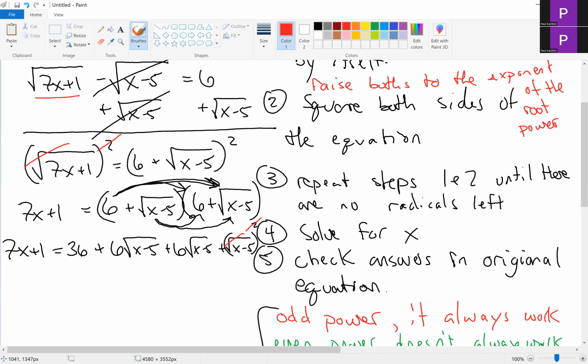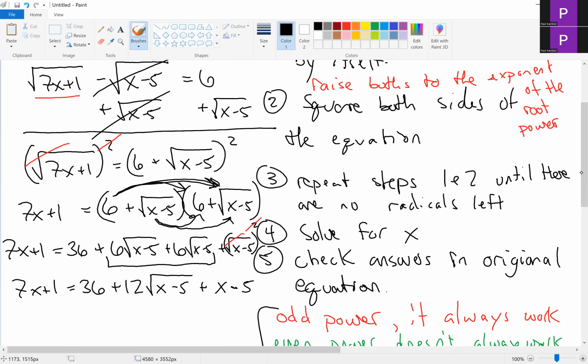Now, over here, because it's the square root of x minus 5 squared, the square and the square root will cancel each other. But we have to combine like terms. Those terms in the middle do not cancel each other. Let's write it out first. It's going to be 7x plus 1 equals 36 plus 12 square root of x minus 5 plus x minus 5. That's it right there. So we still have a square root left over.